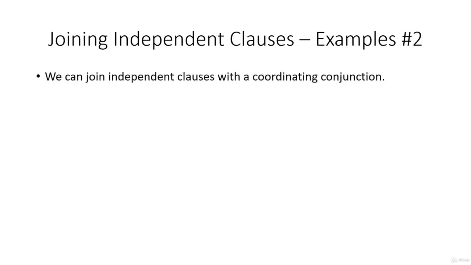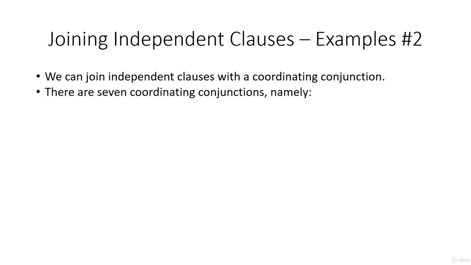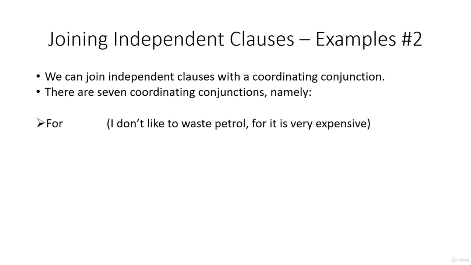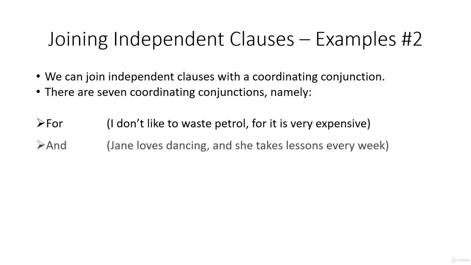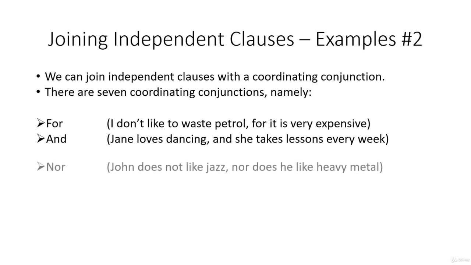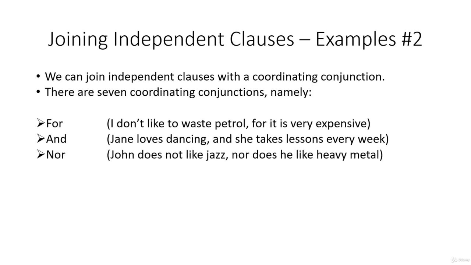So we can join independent clauses with a coordinating conjunction. Now there are 7 of these, namely for, as in I don't like to waste petrol for it is very expensive, and Jane loves dancing and she takes lessons every week, nor John does not like jazz nor does he like heavy metal, but I like steak but my brother is a vegan.